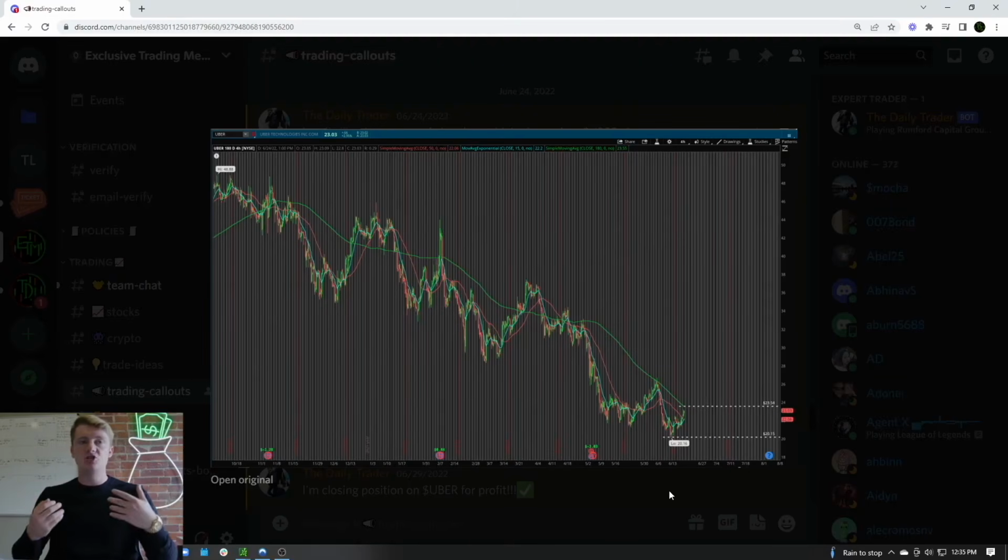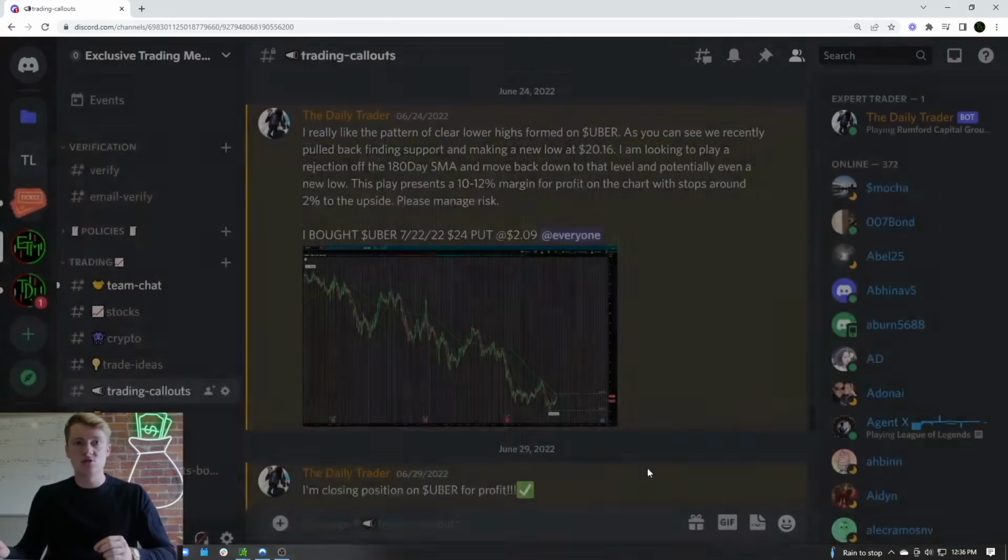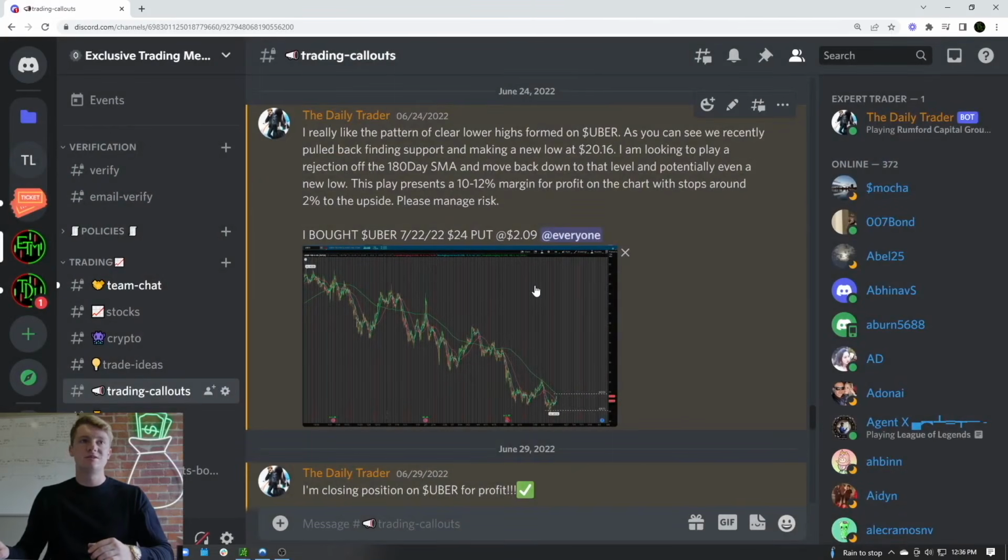Again, it's just chart knowledge. It's spending hours and hours and hours looking at charts and seeing how candles react to these averages, always being aware of the overall market at the current time. Maybe the overall market was at a level where I was confident in a rejection. There's a lot that goes into this. So we always, again, want to look at the bigger picture, but I was just looking to play the move back down to 2016. All right, there was a 10 to 12% margin for profit presented.